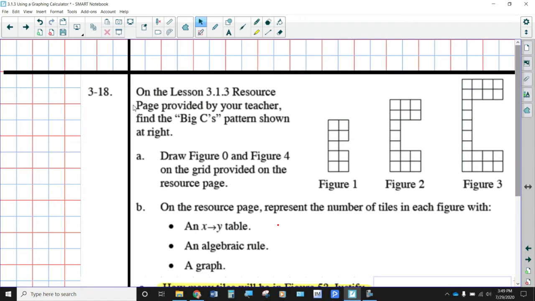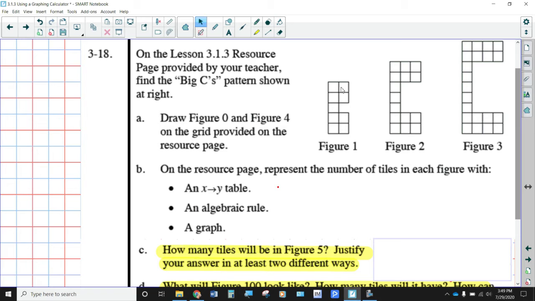Okay, so this particular problem, problem 18, is called the Big C. And I'm going to attach, you should see this resource page on the classroom, and you can print it off if you want, or if you've got graph paper, you can just draw these and just reproduce them on your graph paper. So here you got figure 1, figure 2, and figure 3. See how they're forming a big C there? Notice the patterns or the trends to go from figure 1 to figure 2 and from figure 2 to figure 3. Where do you see the growth happening?